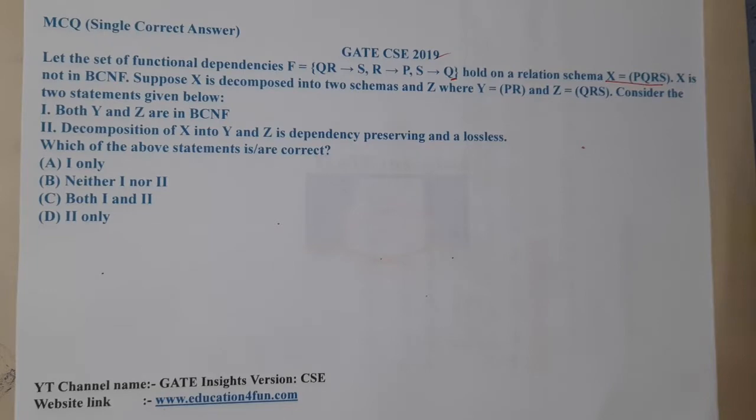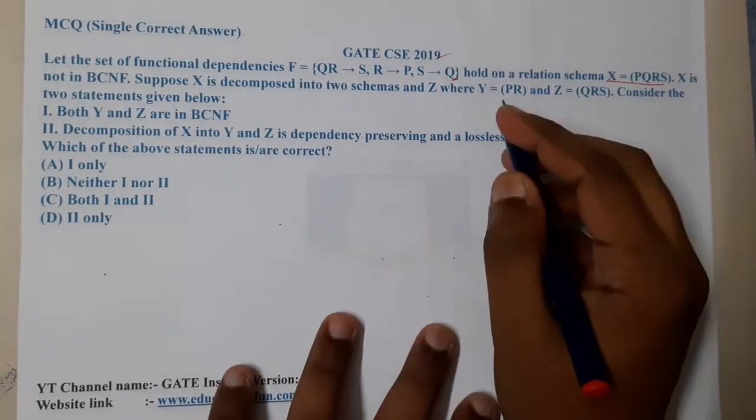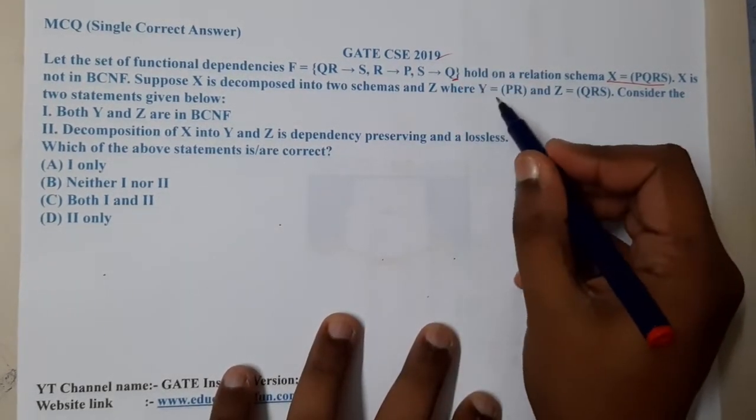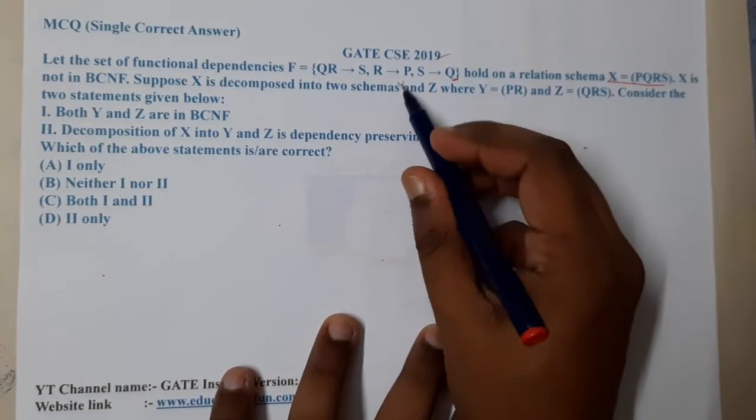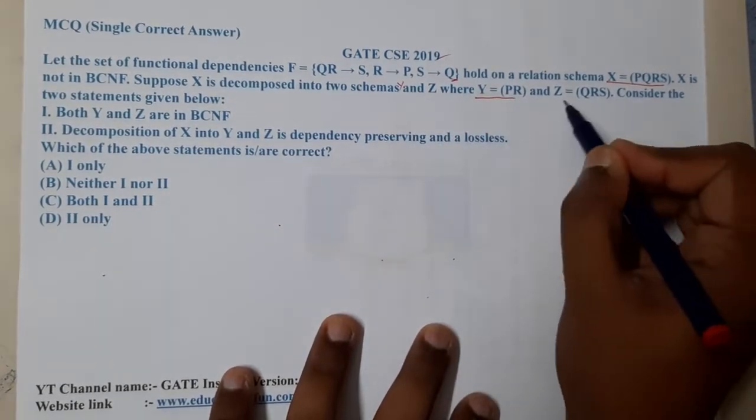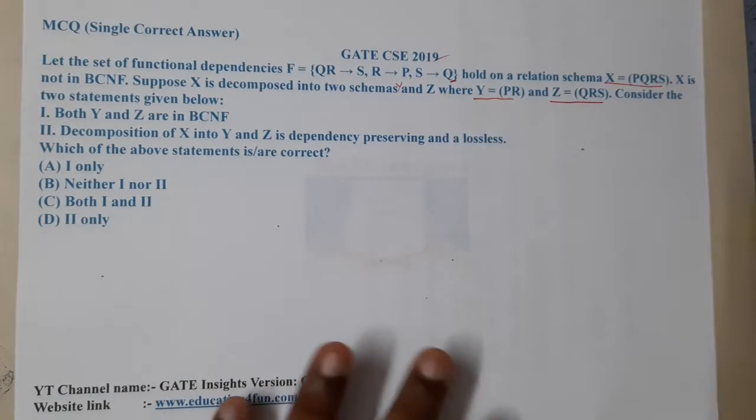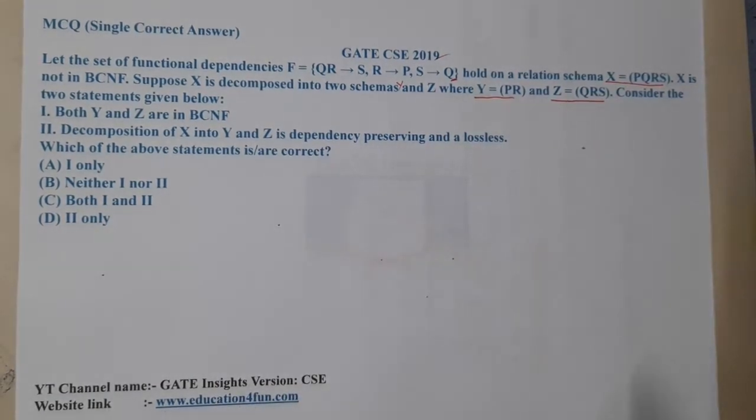Suppose X is decomposed into two schemas. So they are dividing this into two schemas, Y and Z. Y is PR, Z is QRS. So indirectly they are saying R is the common attribute between them. Now consider two statements below. Statement 1 says both Y and Z are in BCNF, and statement 2 says that the decomposition of X into Y and Z is dependency preserving and lossless.